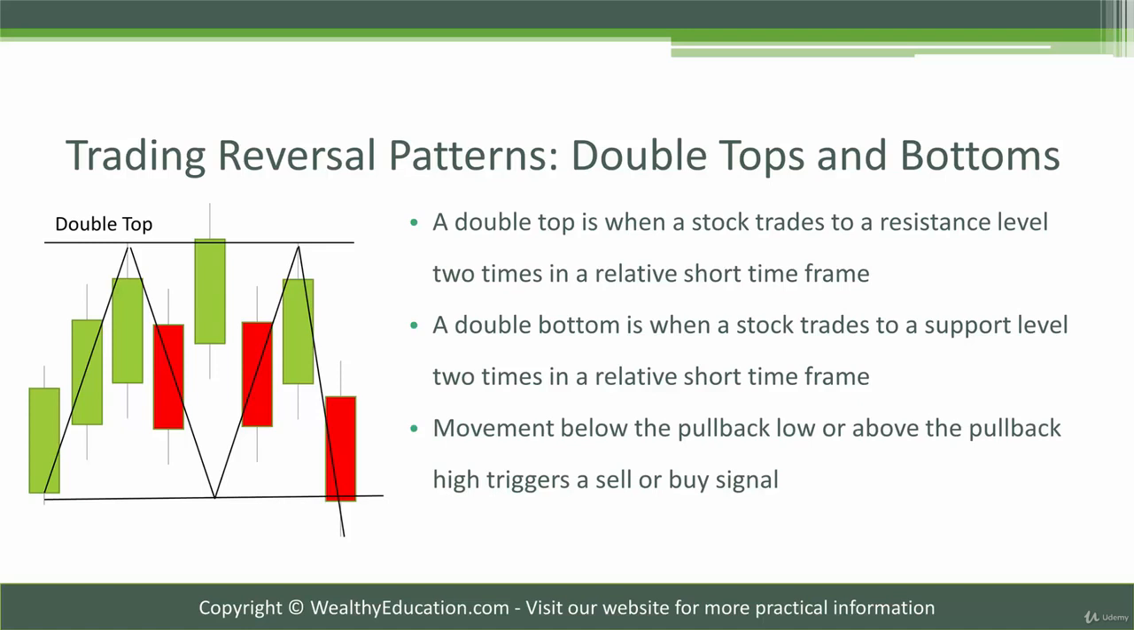As you can see from the graph on the left, we have the stock in an uptrend. It moves up to a resistance level, has a pullback to a pullback low, moves up a second time to the resistance level, and then pulls back and dives lower than the first pullback low. So basically with a double top, you have sort of an M pattern, and with a double bottom, you're going to have a W pattern.